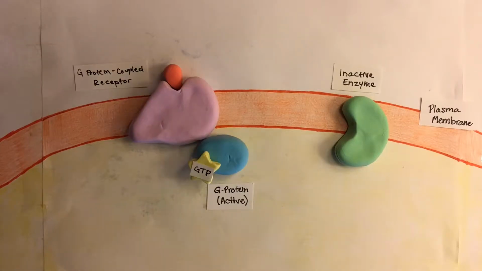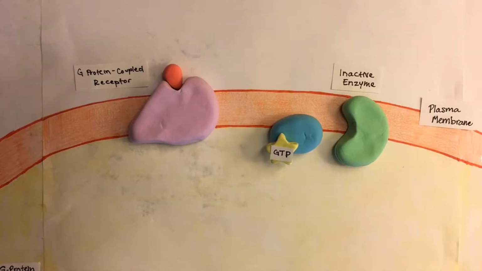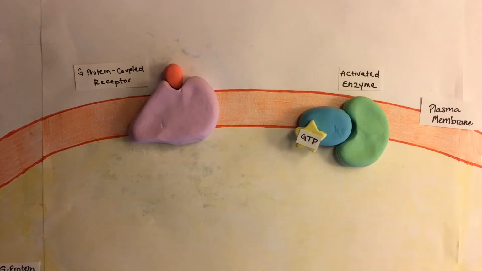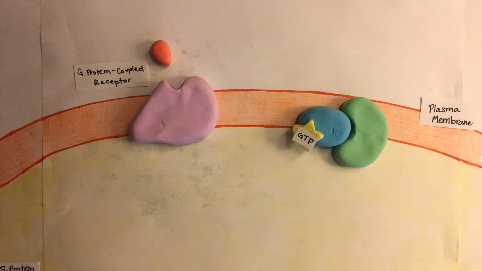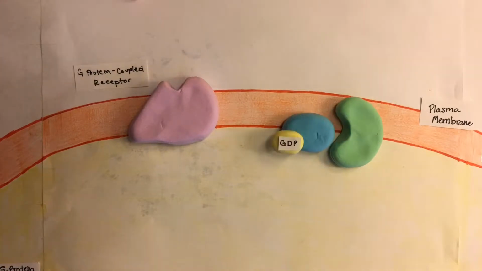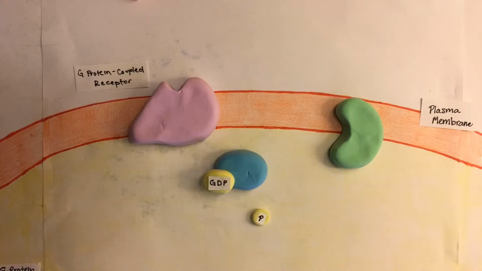Then the G protein disconnects from the receptor and moves over to an inactive enzyme. Then, when it connects to the enzyme, it becomes active, and this is considered adenylyl cyclase. This all leads to a cellular response. The signal molecule then leaves the receptor, and the G protein detaches from the enzyme. This then changes the GTP to GDP and releases a phosphate.